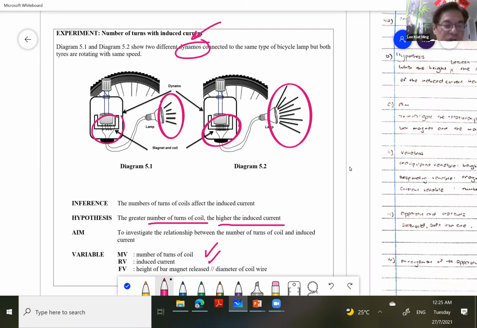Look at the aim to investigate. You're going to use back the same tool. One is manipulated, one is responding. To investigate the relationship between the number of turns in the coil and the induced current.